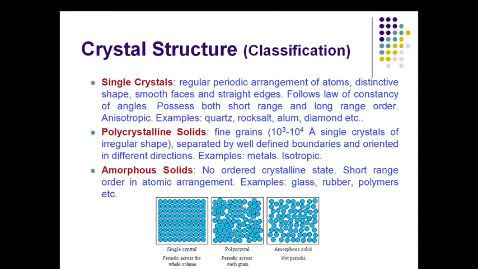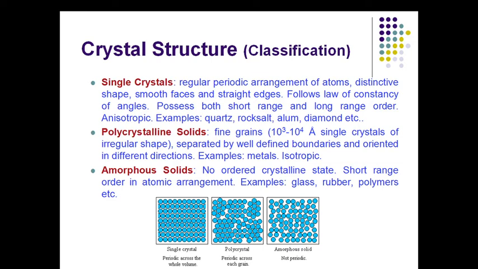It is a collection of a large number of single crystals of irregular shapes of size 10^3 to 10^4 Angstrom, and they are all oriented in different directions. They are all separated by definite boundary walls, and each single crystal is termed a grain. So the collection of all these grains, separated by well-defined boundaries and oriented in different directions, is termed polycrystalline material. Here each grain is shown and is separated. An example is metals, and they are isotropic in nature.